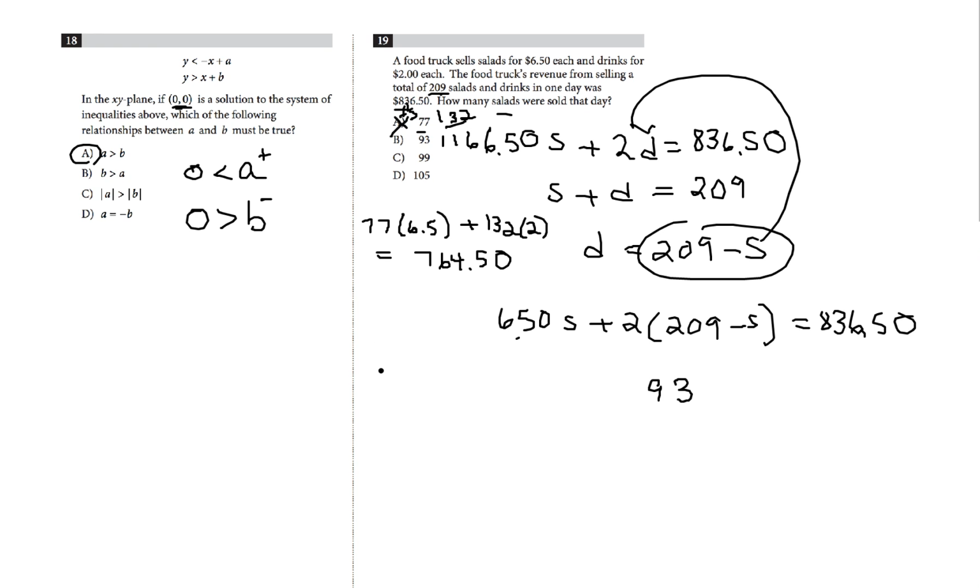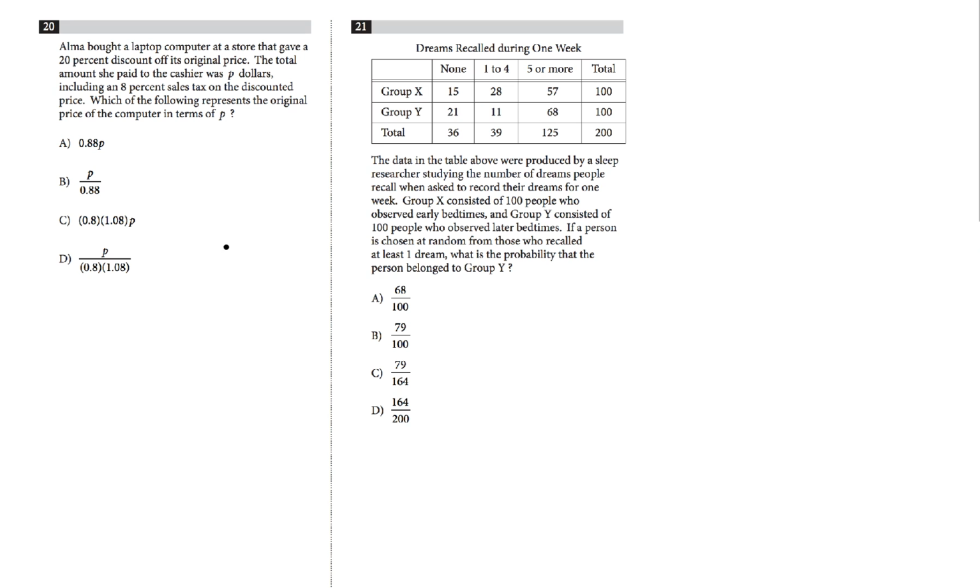So I'm going to move on to the next one. I'm going to take 93, that's the number of salads, times the price of a salad, $6.50, plus now we would have 116 drinks times $2, and we put that in our calculator, and it turns out to be $836.50. So this is a good example of how working from the answers is actually better than doing all this complicated work that I did. Let's look at the next one.